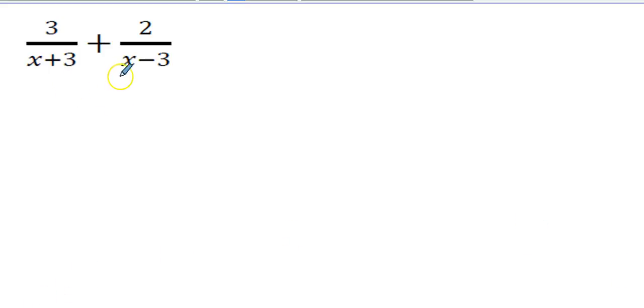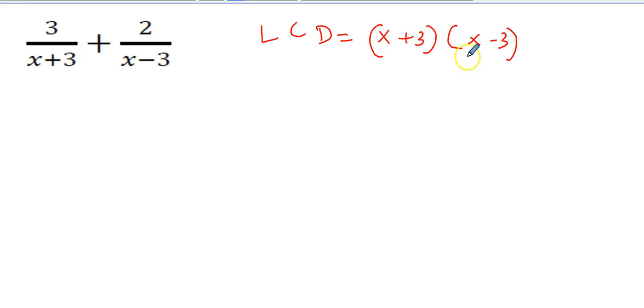In this case I can say that my least common denominator is how much? This whole thing, x plus 3 times x minus 3, because there is no common factor between those two. I have to just write down x plus 3 times x minus 3. That is my least common denominator.